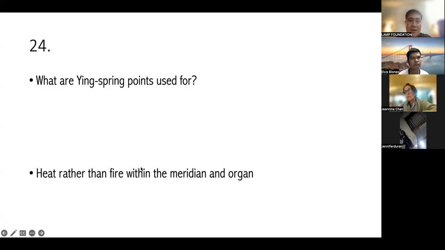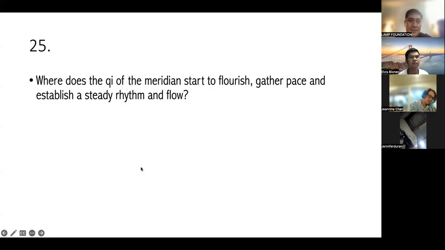Okay? I hope everybody got that. So when it comes to fire within the organ, more than the meridian, we use the Jingwell. But for heat only, in both meridian and organ, we choose the Ying spring. When the fire is more severe, the chi is rushing, but while it is still heat, we would use the Ying spring.